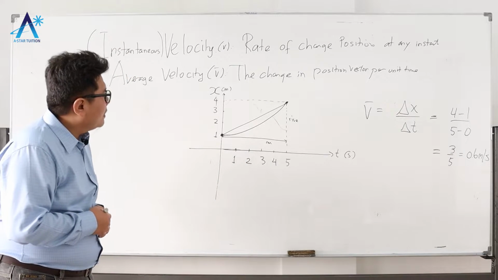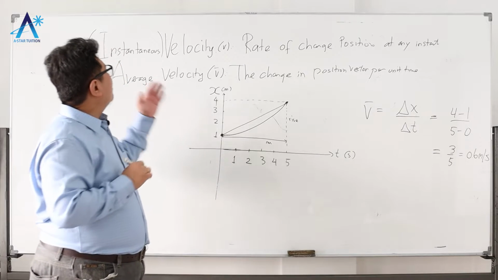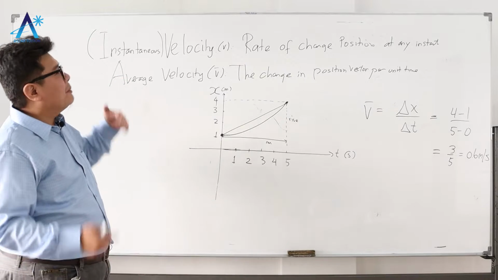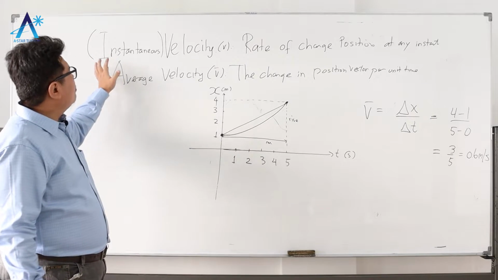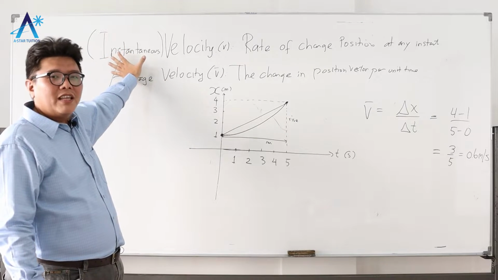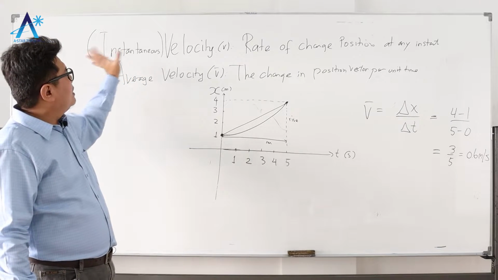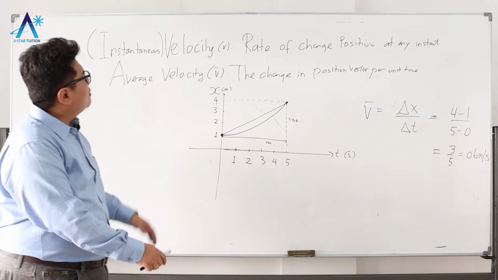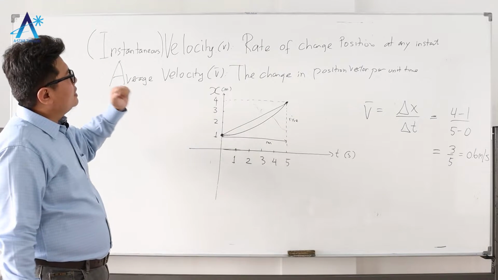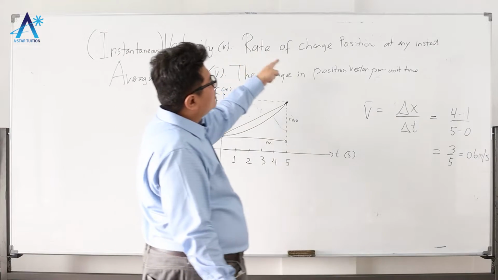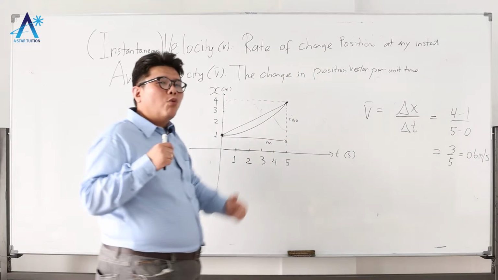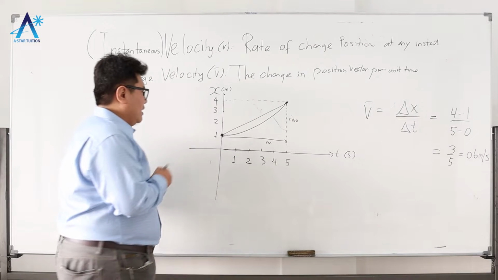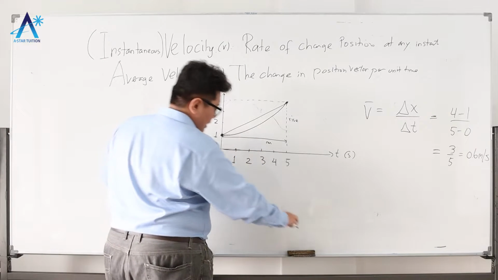Now, what about instantaneous velocity, or just velocity? Remember, we don't really need to use the word instantaneous, because as I mentioned, by default when we talk about velocity, what we mean is instantaneous velocity. When we talk about instantaneous velocity, it is the rate of change of position at any instant. So we have to pick at what instant we want to calculate the value.